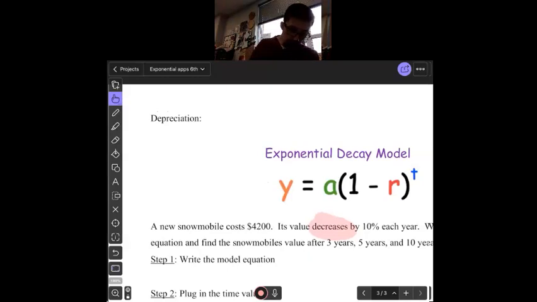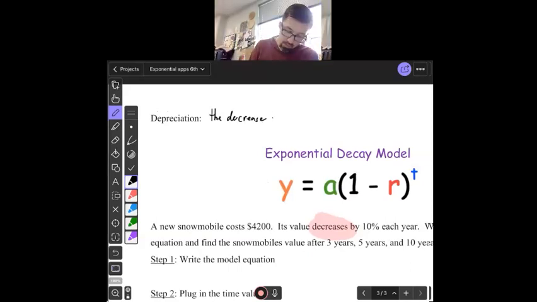So that's what depreciation is: the decrease in value of an object over time, usually due to wear and tear.